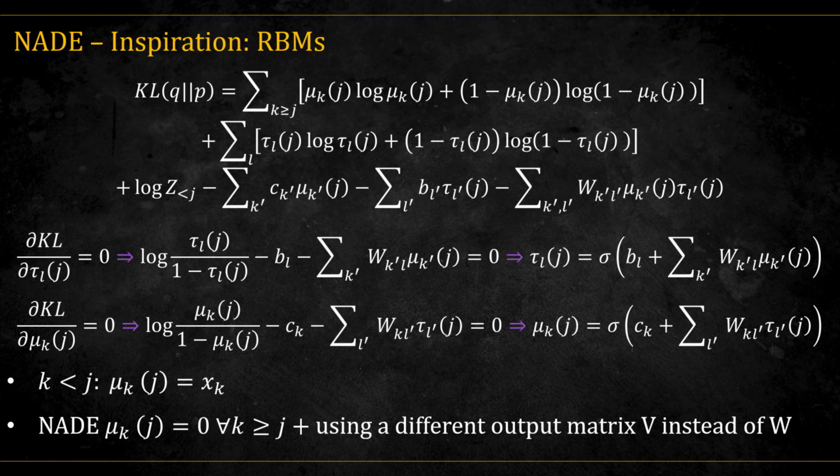Note that for k less than j, mu k of j is equal to x of k. NADE also sets all the means for k greater or equal to j to be equal to 0, and also uses a different weight matrix V for the hidden to output layer. So the bottom line is that NADE can be thought of as modeling the data using a Boltzmann distribution, factoring it using the chain rule, and approximating the conditionals using mean field, that is, independent Bernoulli variables. The optimal parameters of these approximated distributions correspond almost exactly to the NADE architecture.